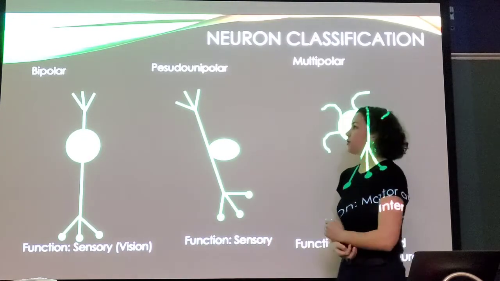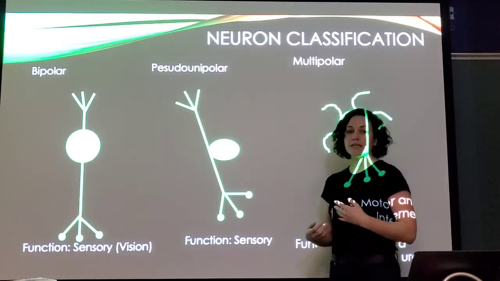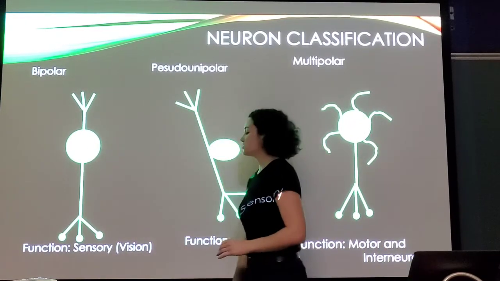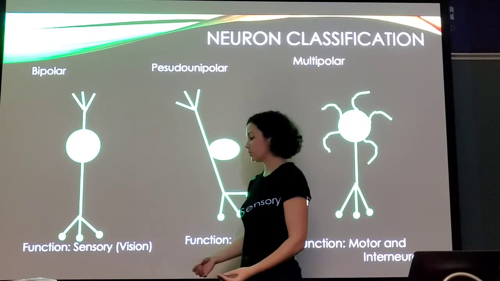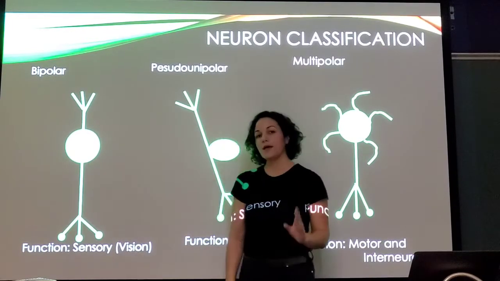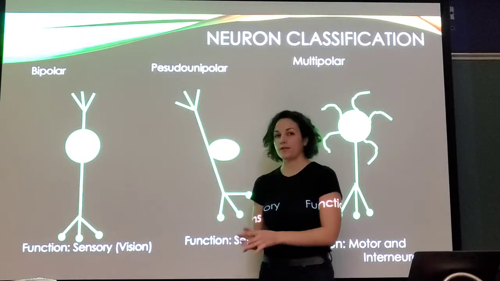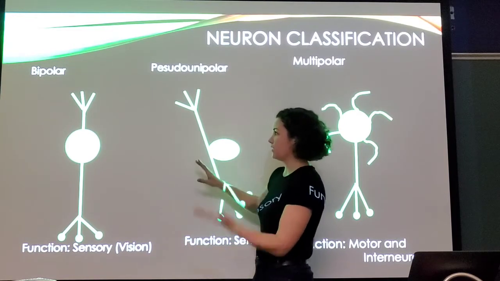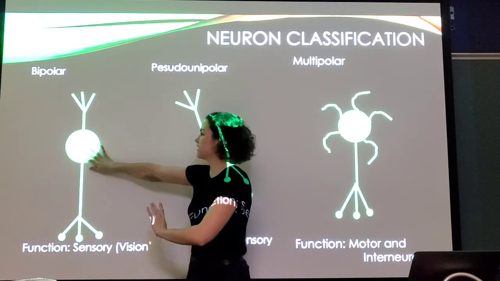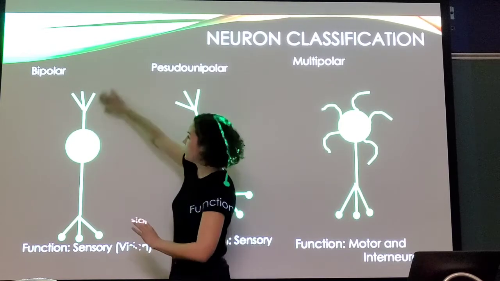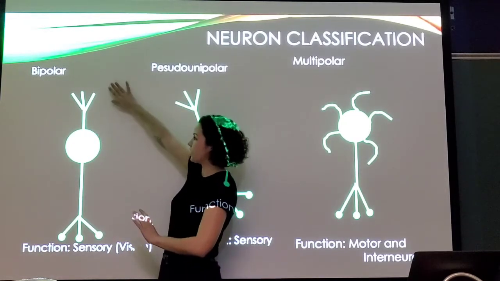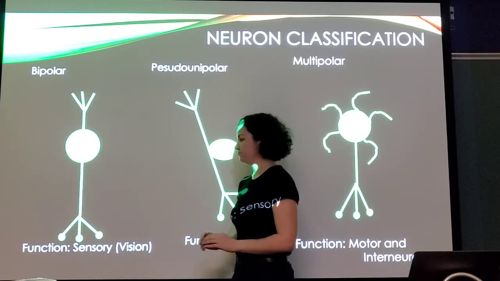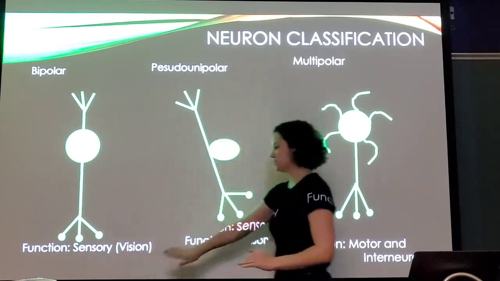All right, so let's jump into the first classification of a neuron. We call it bipolar. So a bipolar neuron functions as a sensory neuron, but it's mostly just vision, okay? So on a bipolar neuron, very simple, you have your cell body, one dendrite extension, and one axon extension, okay? Very simple, sensory neuron.